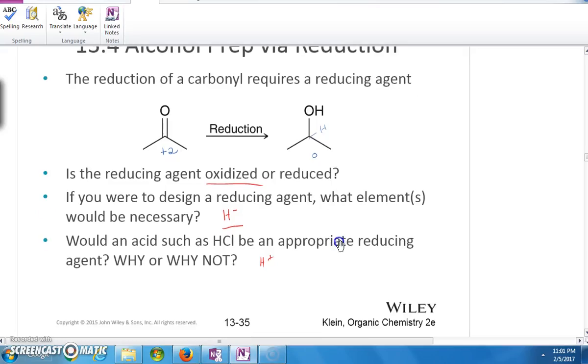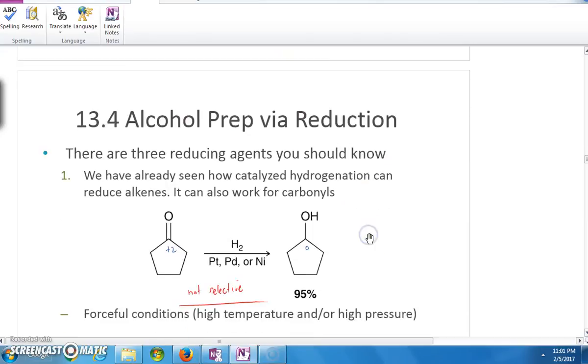Acids cannot be reducing agents because the electron has been lost. This is a proton. It has been stripped of its electron. It doesn't have an electron, so it can't be a reducing agent. For it to be a reducing agent, it needs to have an electron source. Now, there are three reducing agents that we need to know about.